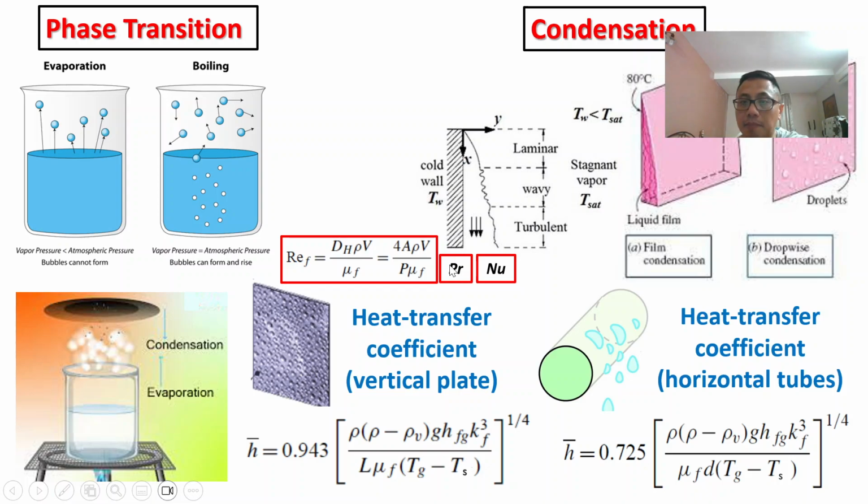Then we need a Prandtl number or Nusselt number to determine the correlation, to determine the heat transfer coefficient. There are two general equations that we can use for the heat transfer coefficient. For condensate on a vertical plate, we can use this equation to get the h value. You can use another one when condensation happens on a horizontal tube at the curved surface. We can use the second equation here.